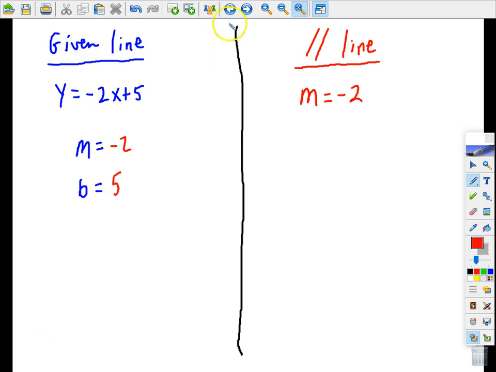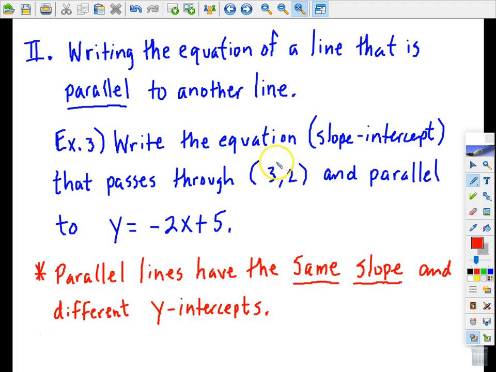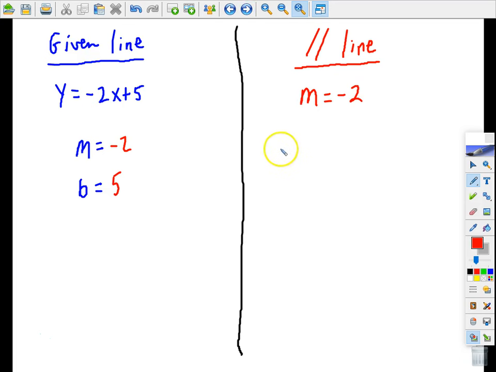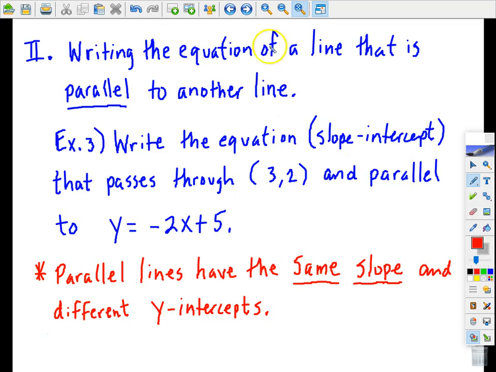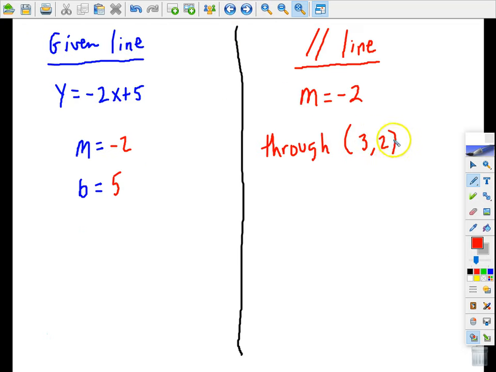Okay, so let's see, what else are we told? The line we're supposed to write the equation for passes through the point 3, 2. So if you think about it, we're back to where we were before. We know the slope of a line. This goes back to homework from a couple of days ago. You know the slope, you know a point, and you know you're supposed to be writing slope-intercept form, so let's plug in to solve for b.